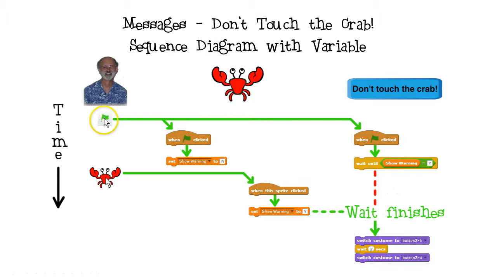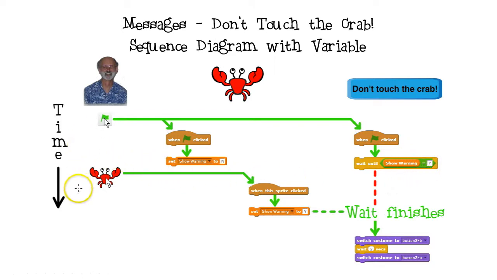First I'll click on the green flag. The green flag handler for the crab and for the button will both run. I have no guarantee which one will run first. It's a race. The crab's handler will set show warning to an N for no, and the button's handler will wait until show warning is the letter Y for yes.